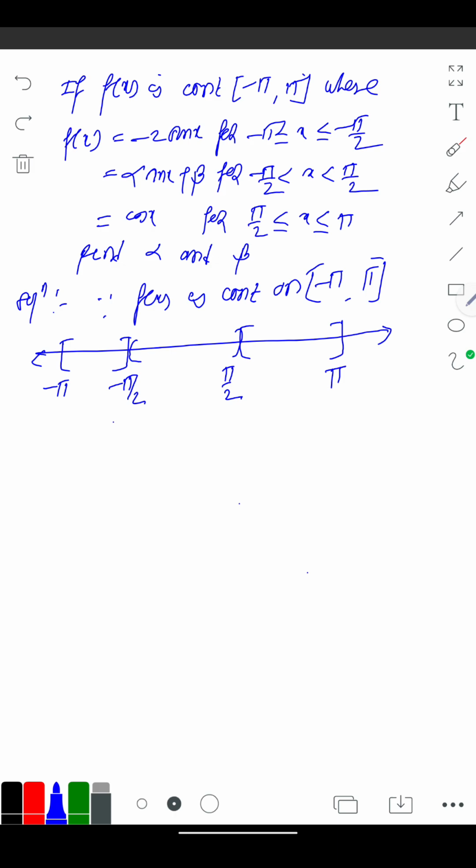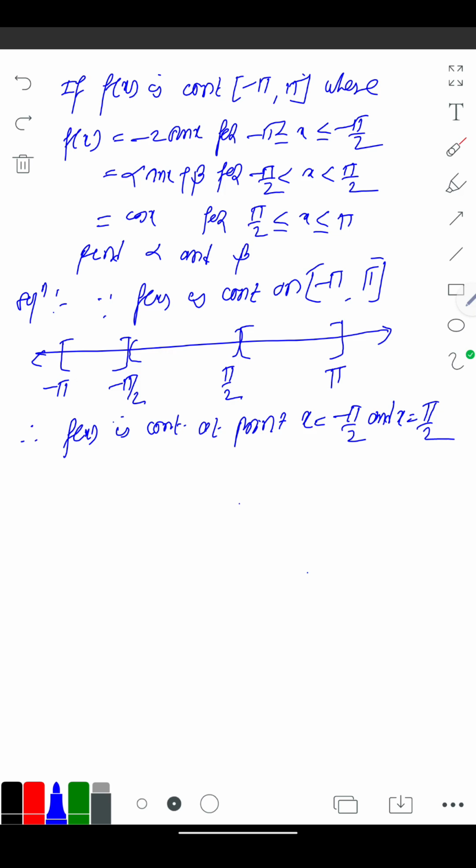So this is the closed interval [-π, π], and in this interval there are 2 points. One point is -π/2 and another point is π/2. Therefore, from this figure, f(x) is continuous at x = -π/2 and x = π/2.